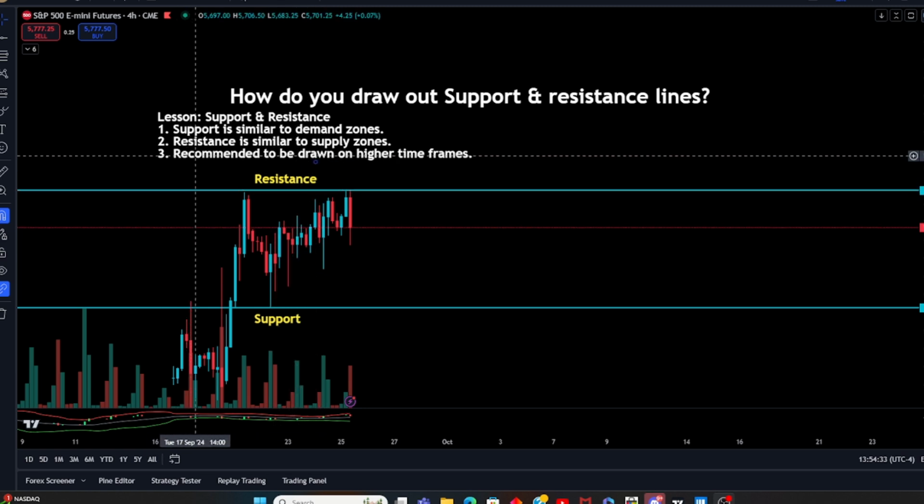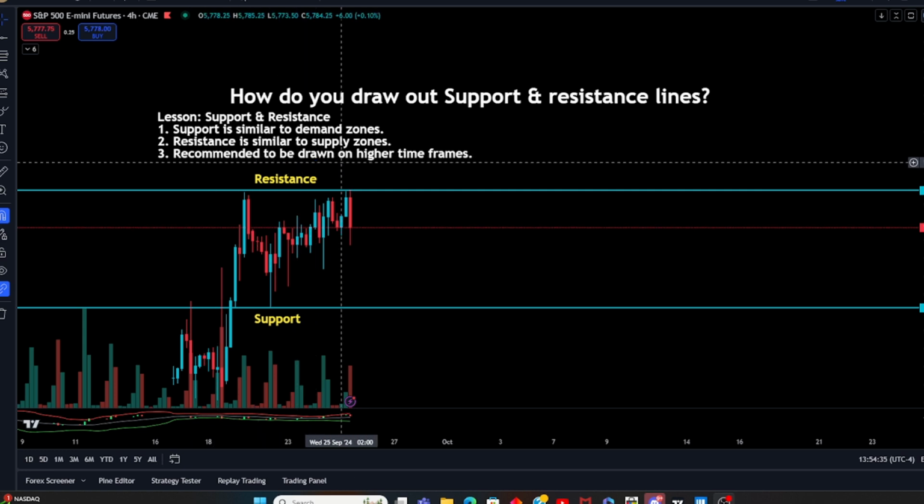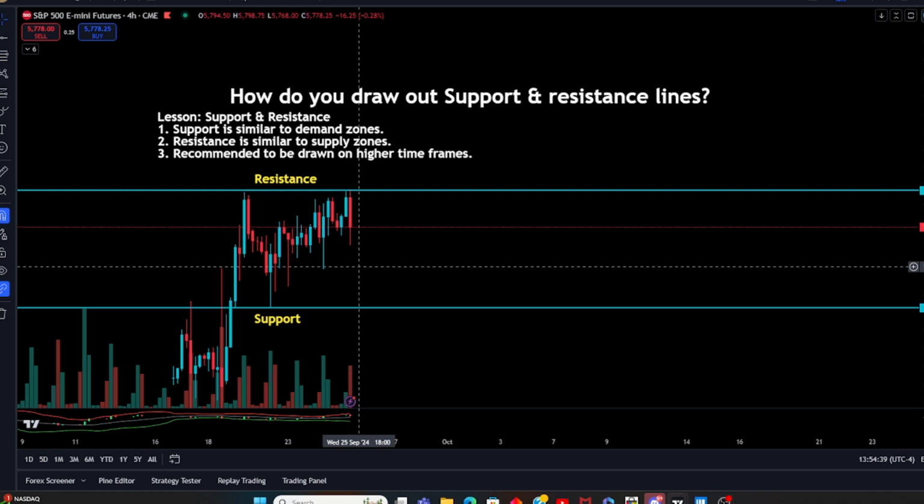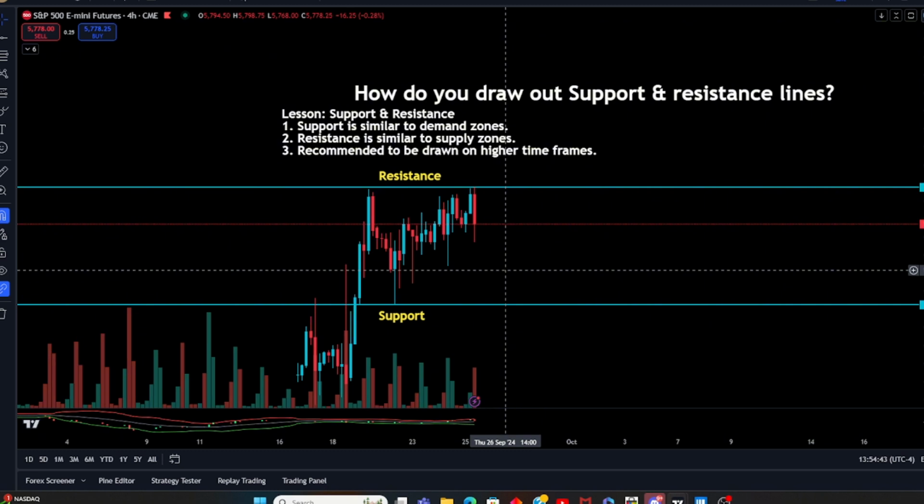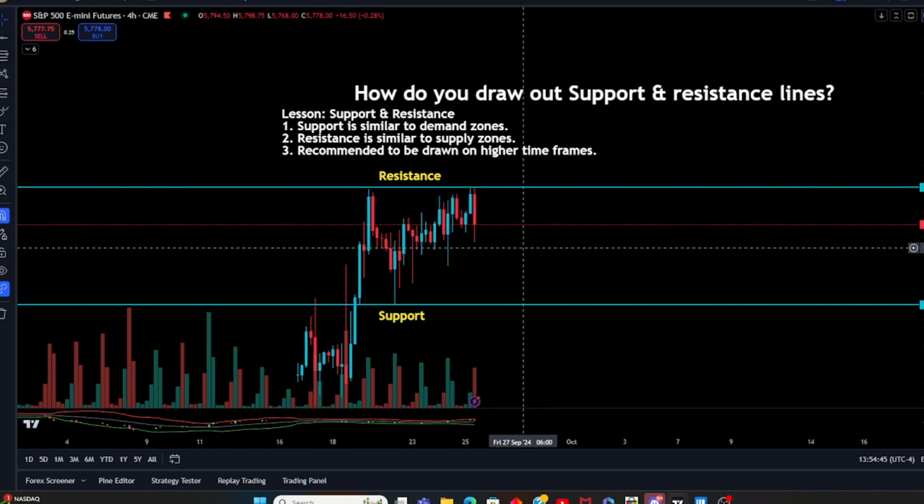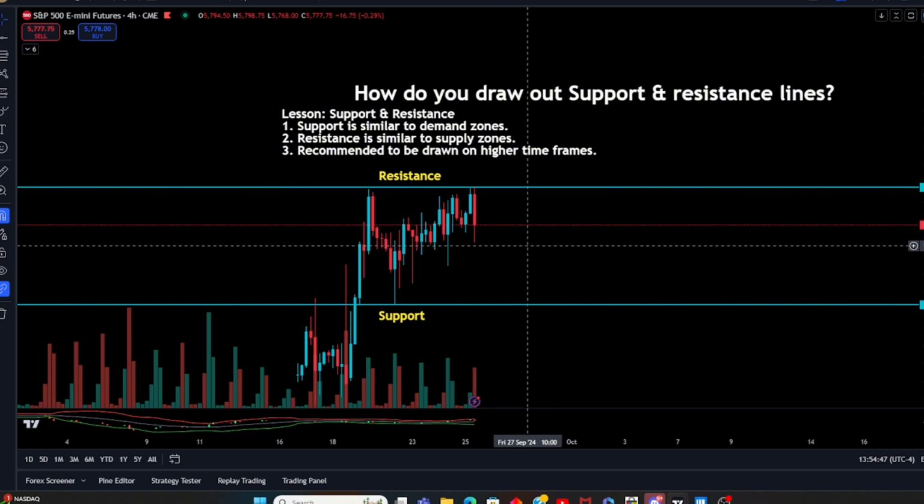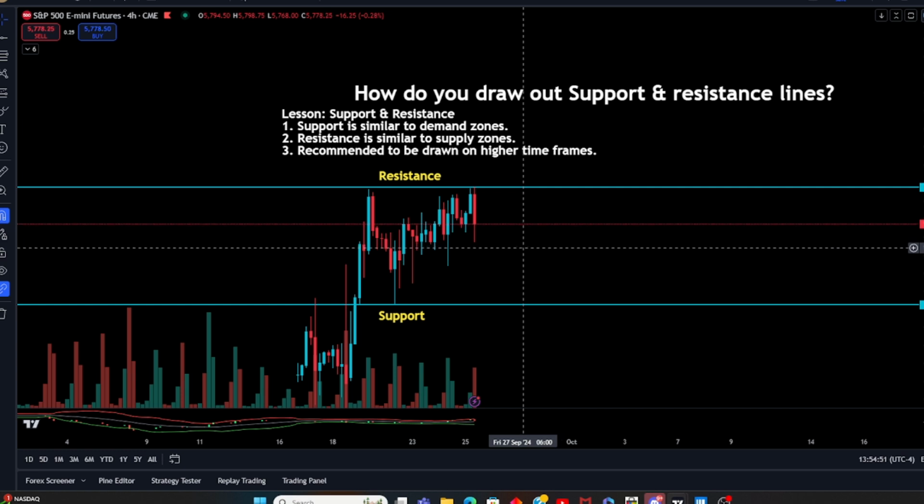It's recommended to draw out your support and resistance lines in higher time frames. I prefer the 4 hour and the 1 hour because I'm usually day trading, but some swing traders are looking at the 4 hour, daily, weekly, and monthly.